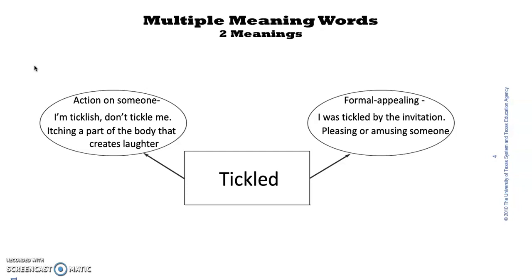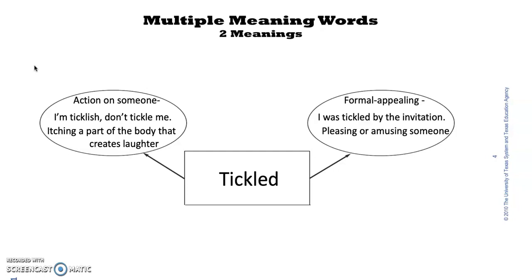And in this map we have the multiple meaning words. So as you can see we have two different bubbles, which indicates that we are going to be learning about the word tickled and that it has two separate meanings. On the left hand side of your screen you see the first definition that we're going to be learning, and that the word tickled is an action on someone.